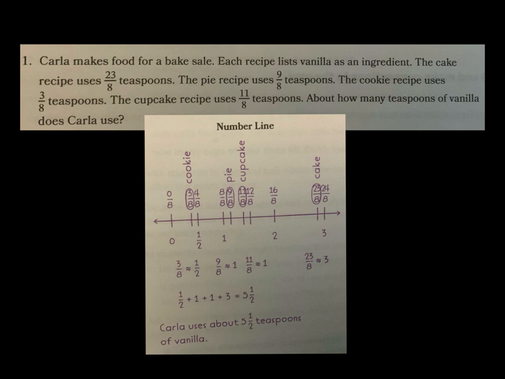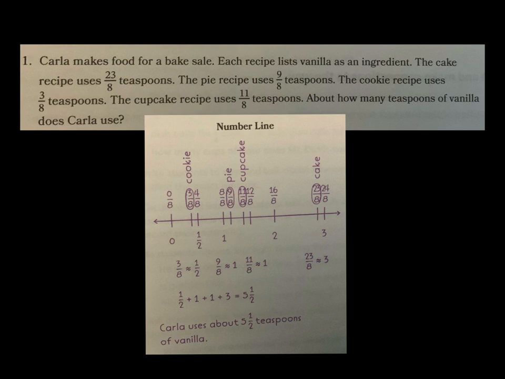Okay, Carla makes food for a bake sale. Each recipe lists vanilla as an ingredient. The cake recipe uses 2/3 of an 1/8 teaspoon. The pie recipe uses 9/8 teaspoons, and the cookie recipe uses 3/8 teaspoon. The cupcake recipe uses 11/8 teaspoon. About how many teaspoons of vanilla does Carla use?